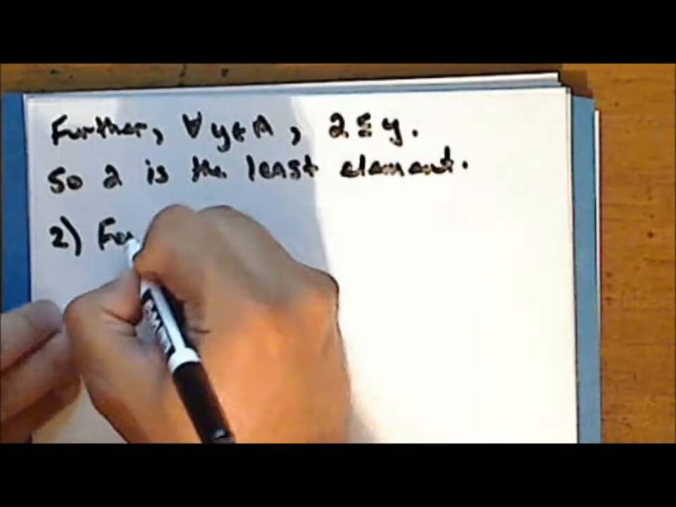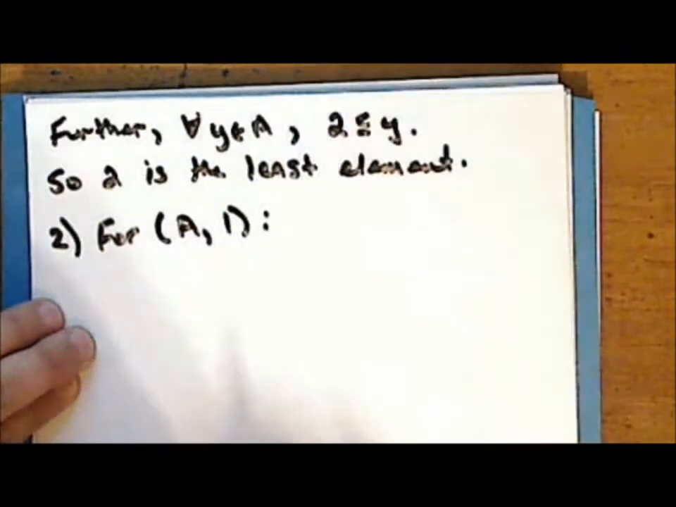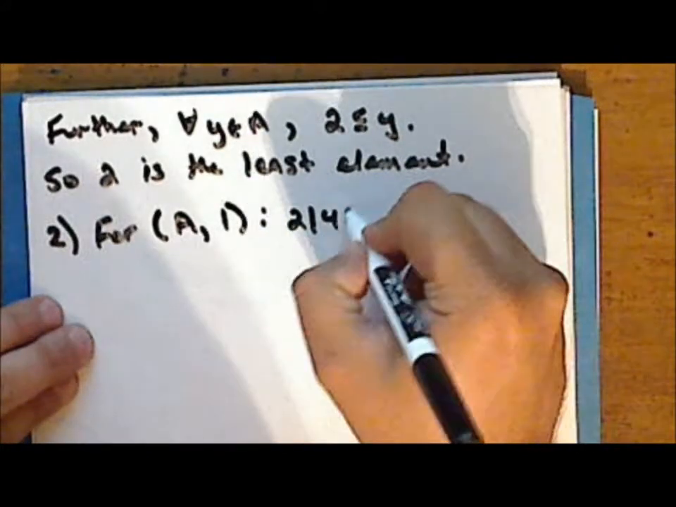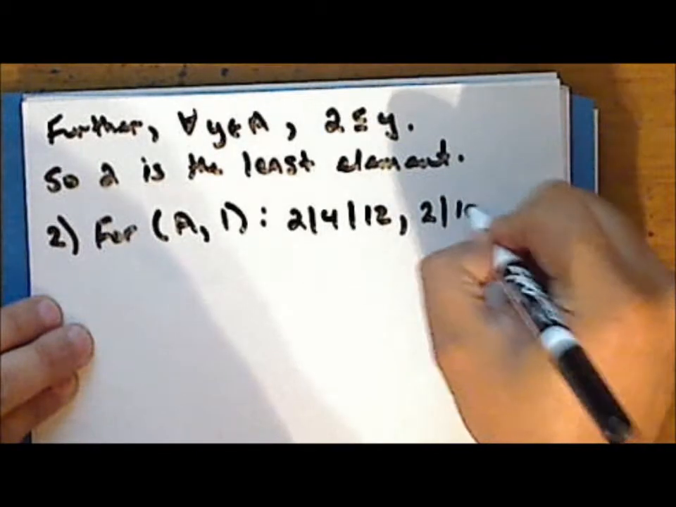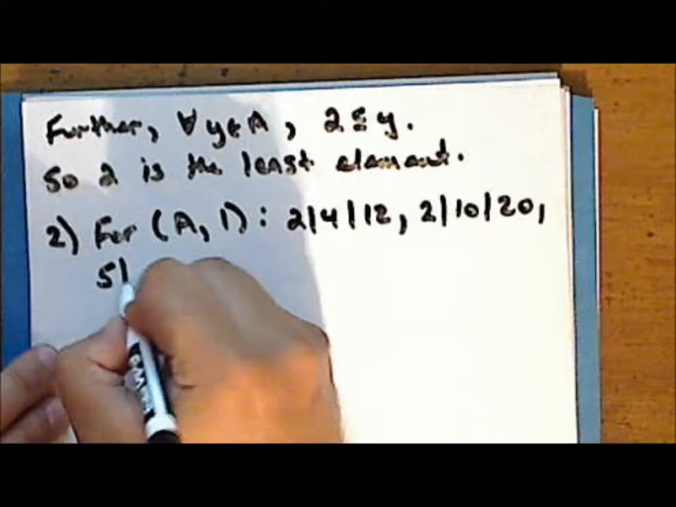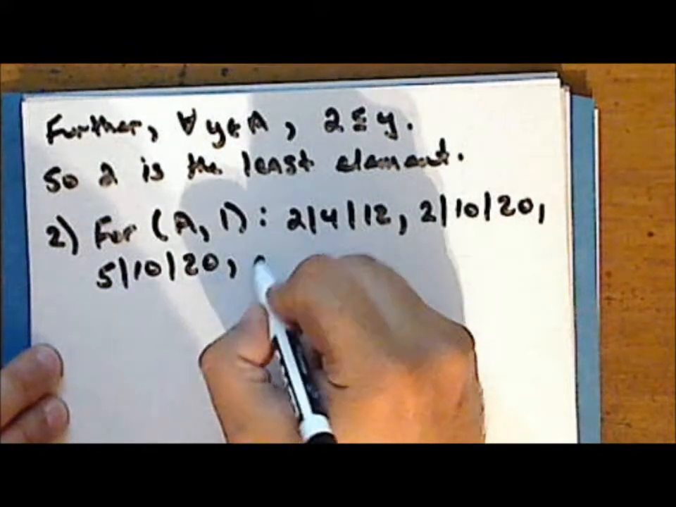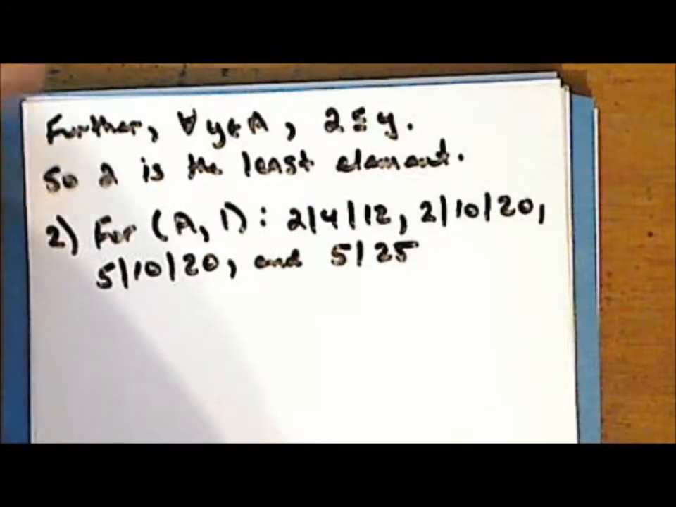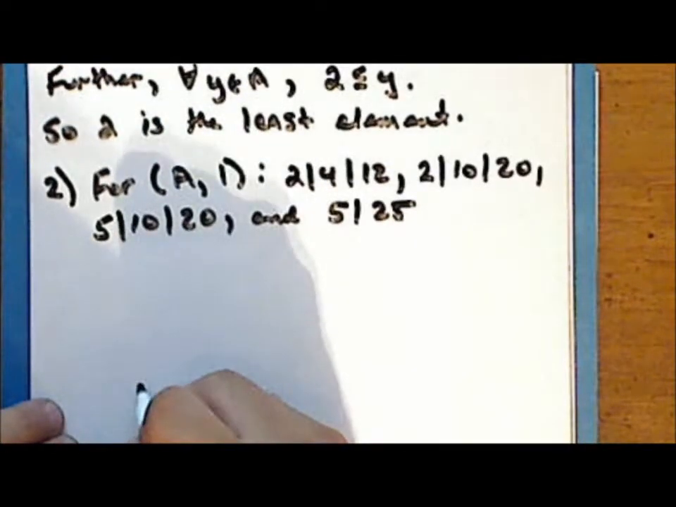So for the poset formed from the set A together with the relation divides, we have that 2 divides 4, which in turn divides 12. 2 divides 10, which in turn divides 20. 5 divides 10, which in turn divides 20. And finally, 5 divides 25. And so we can construct a diagram that shows this relation.